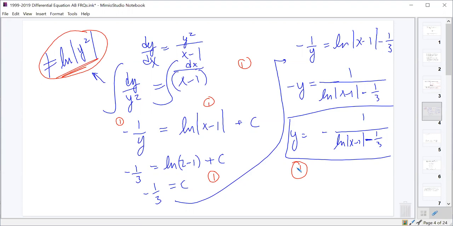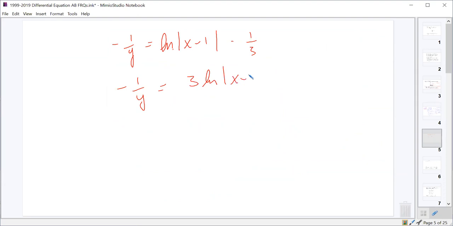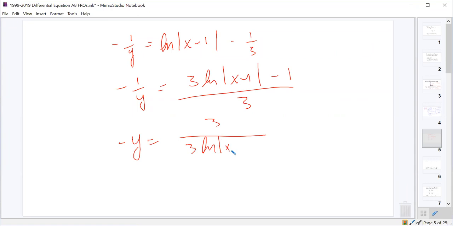Wait, so if you did the common denominator, what's the answer if you just did the common denominator? So we have -1 over y equals natural log absolute value x minus 1 minus 1/3. So that gets you -1 over y equals 3 ln absolute value x minus 1 minus 1 all over 3. And then you'd have -y equals 3 over 3 ln absolute value x minus 1. And throw the negative over there.